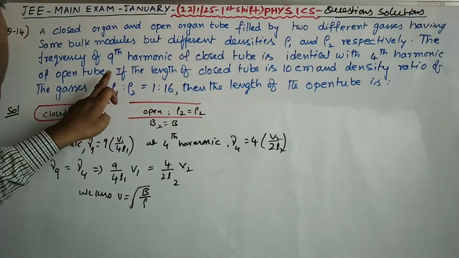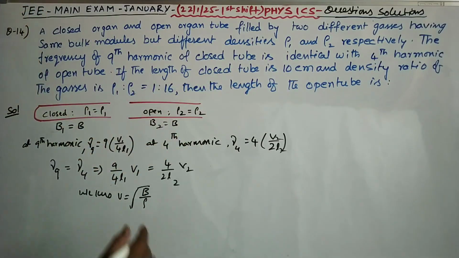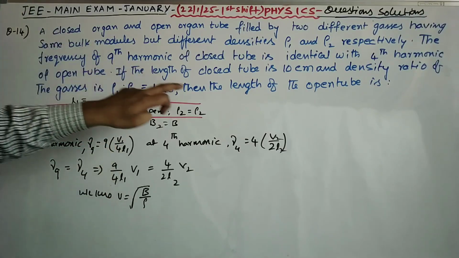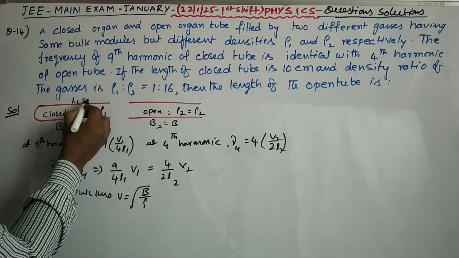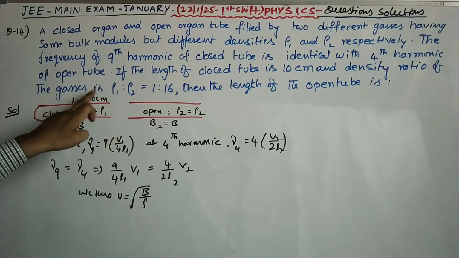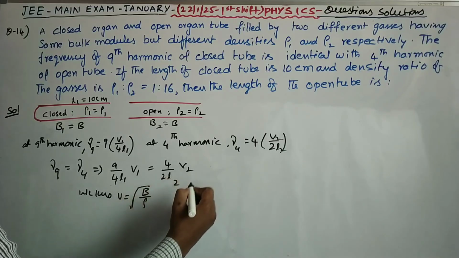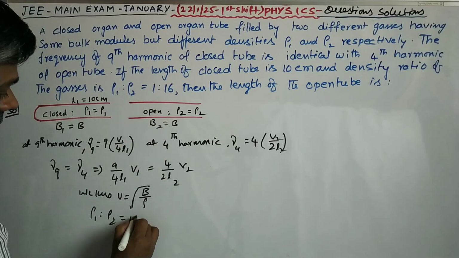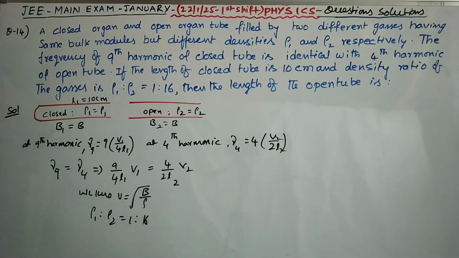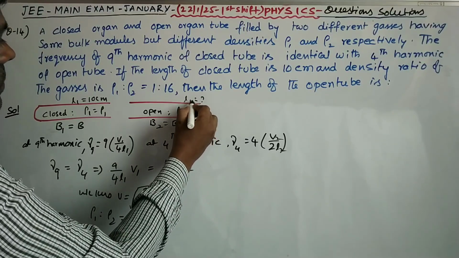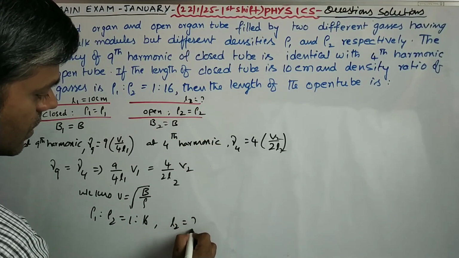Next, what happened? The length of the closed tube, L1, is equal to 10 centimeter. And moreover, the density ratio ρ1 to ρ2 is given. ρ1 to ρ2 is equal to 1 to 16. Then what is the length of the open tube? It is called L2, which is to be calculated.